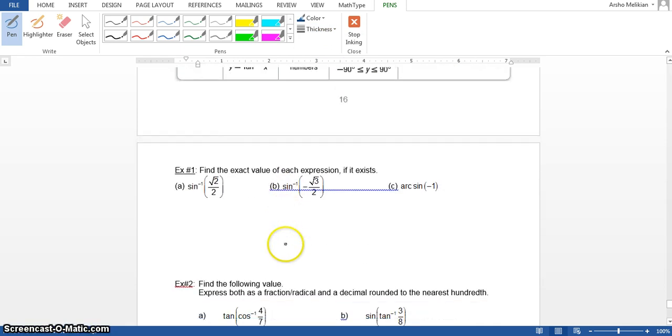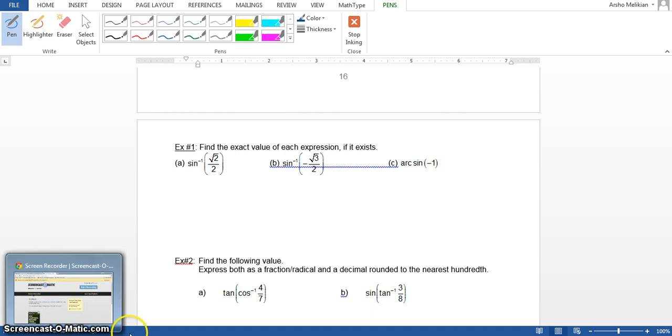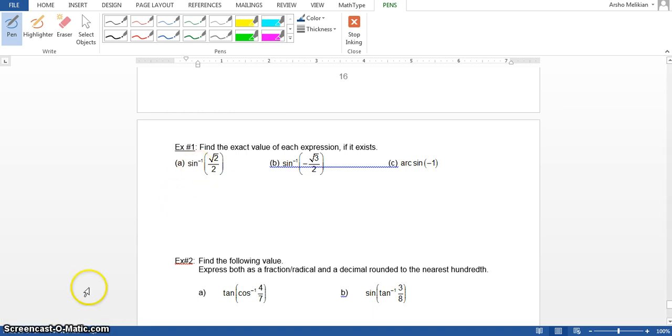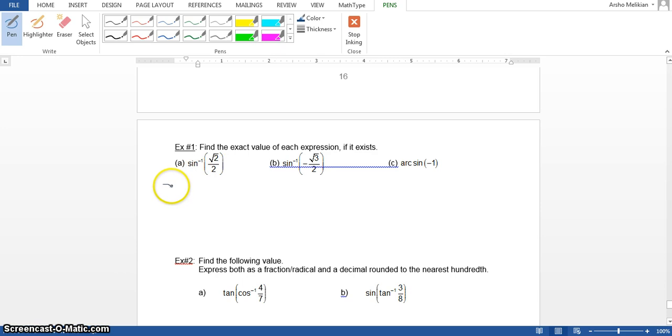And the first one is inverse sine of root 2 over 2. So think to yourself, inverse sine, first of all, sine is associated with the y. And it's positive root 2 over 2. So think to yourself, what angle has the y value at root 2 over 2? The corner of what angle? The 45, right? The 45 degree here, because it's root 2 over 2, root 2 over 2.